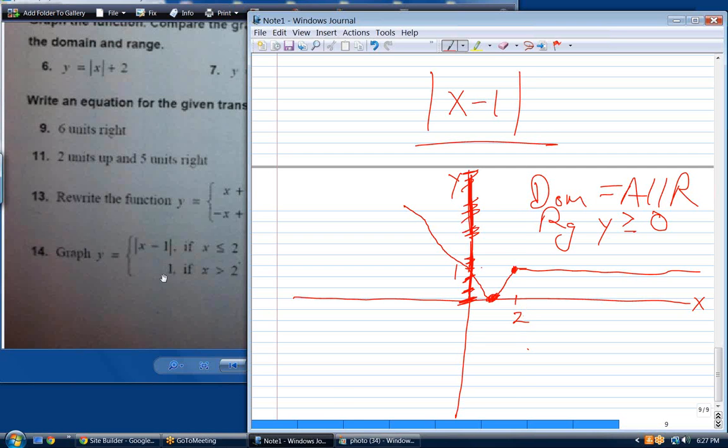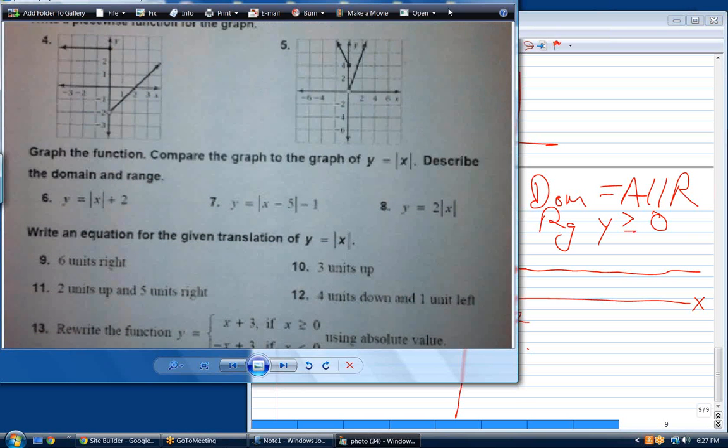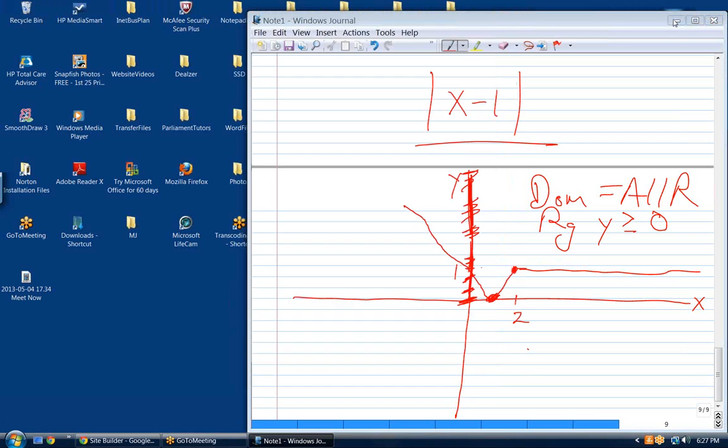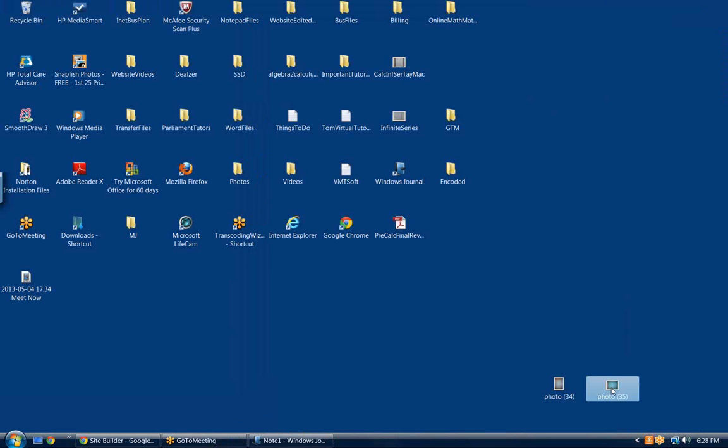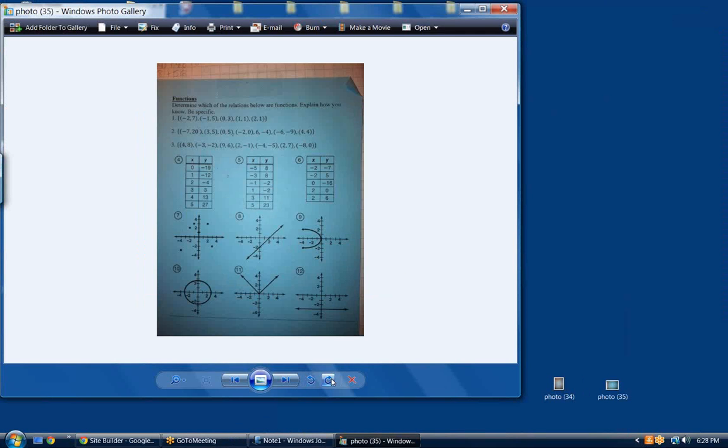All right. Let's open up this next page here. Although we don't have much time.